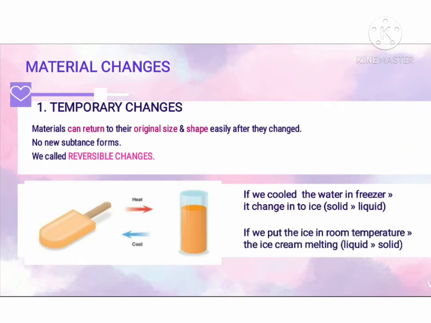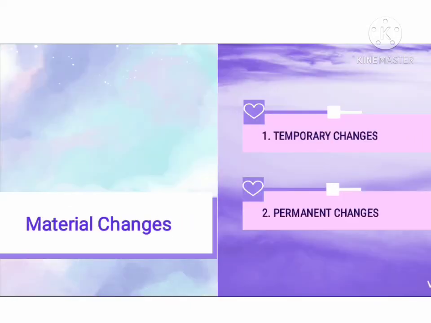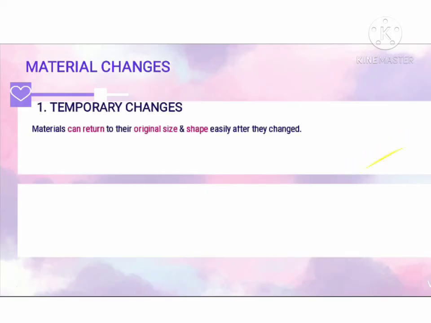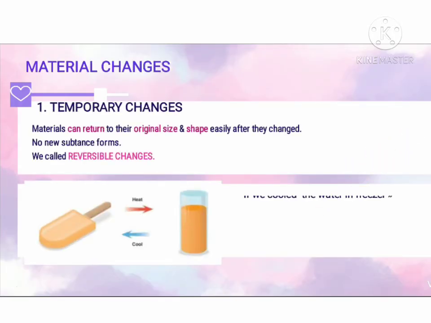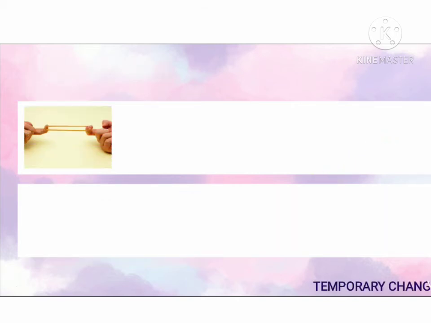And then if we put the ice at a normal temperature, the ice will melt back into the liquid, or the ice will go back into water. And they can go back and forth. We call it temporary change. And then what is the other example of temporary change?